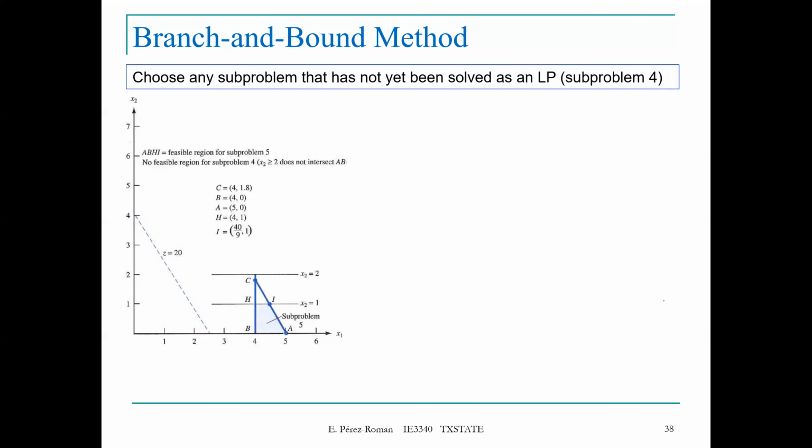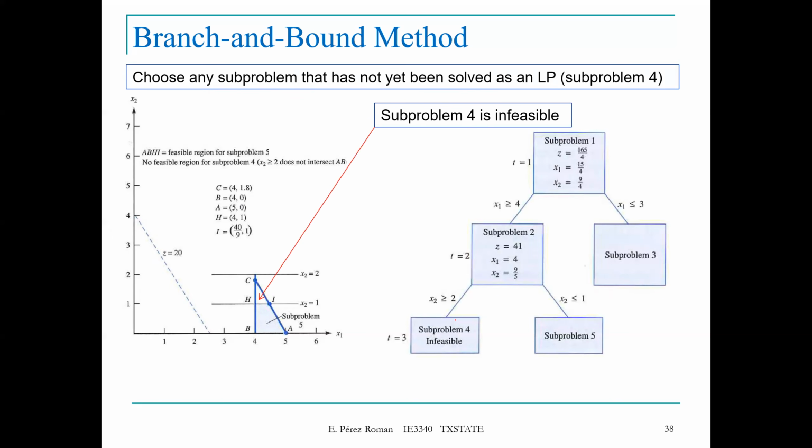So, any subproblem that has not yet been solved as a linear program. If we look at subproblem 4, as I mentioned already, it is infeasible. So we can state that in our branch, in our tree. That's what we are saying here. If we add that constraint x2 greater or equal to 2, the problem is infeasible because it's not touching the feasible region. That new constraint is basically limiting our solution space to the area above the x2 equals 2 line, which is not touching the feasible region. So that's why subproblem 4 is infeasible.